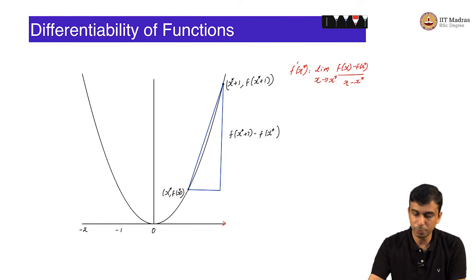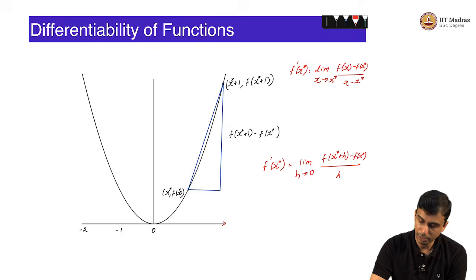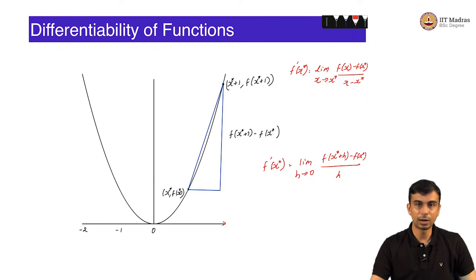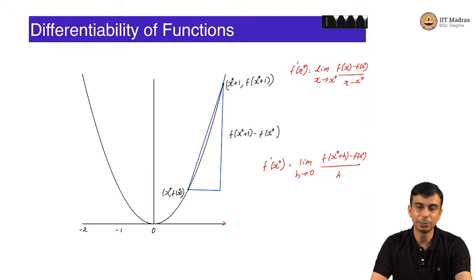Or in other words, this would be another expression that you might see somewhere else, which is f dash of x star is equal to limit h approaching 0 of f of x star plus h minus f of x star by h. This is an alternative expression that you might see for the derivative, which is exactly the same as the first. These two expressions are exactly the same, but the second expression is easier to interpret. Right? This limit h approaching 0.